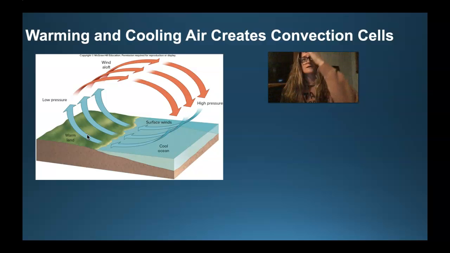As that air gets up into the atmosphere, it's going to cool off, and that cold air is more dense and it's just going to sink. So you can get this rotating convection cell of air.